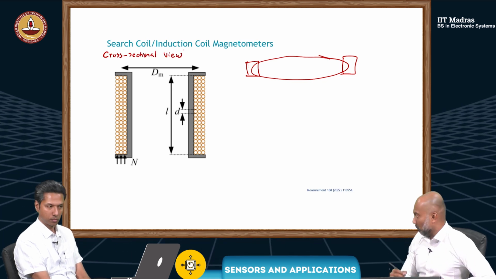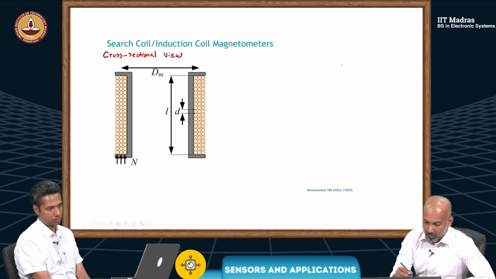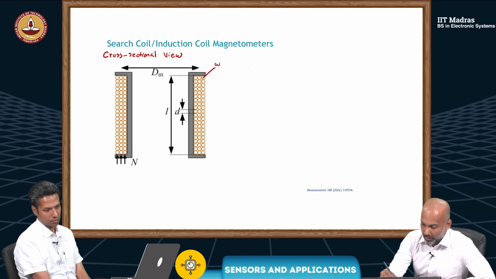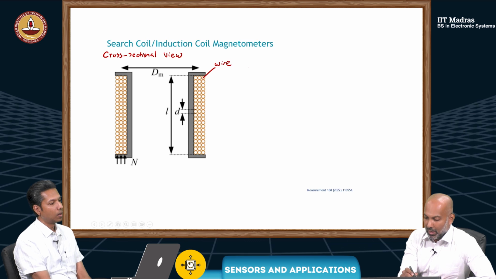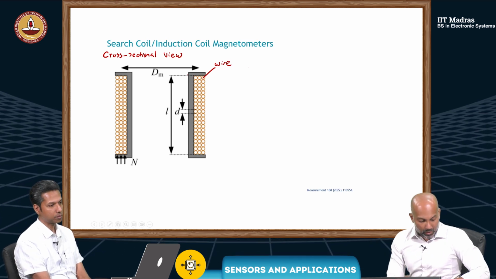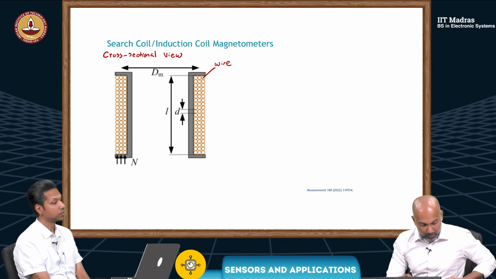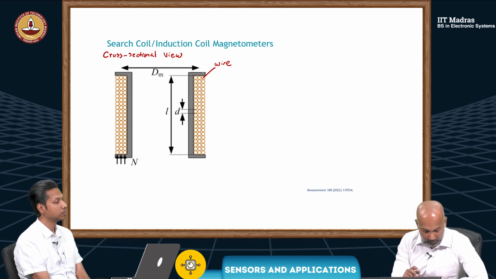Cross-sectional view. So this is a wire, for example, one wire. And then you can think of this coming out and going back in. Going into this, right? So now here, if you look at the DM, right?